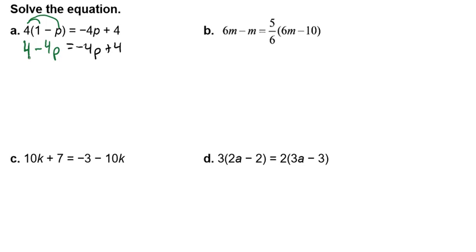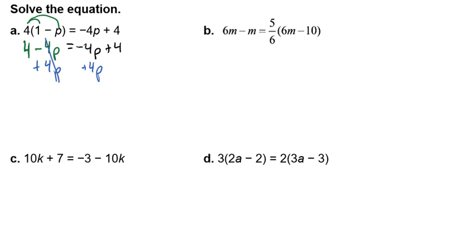So here I see I have a p on both sides. So I'm going to go ahead and move one p over to the other. It really doesn't matter which one. Just pick one and move it. So I'm going to move the green one. This one right there. So what's the opposite of subtraction? Addition. So I'm going to add 4p to both sides, and that's going to give me a 0 right there.